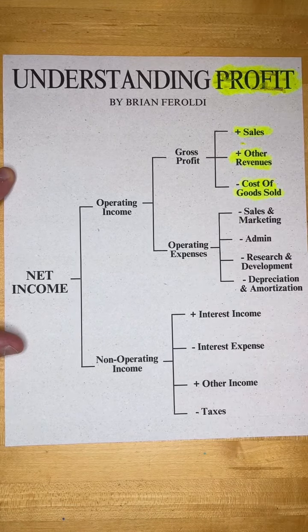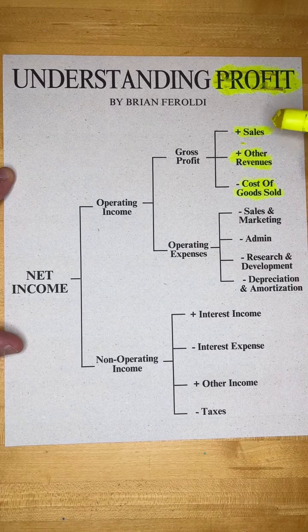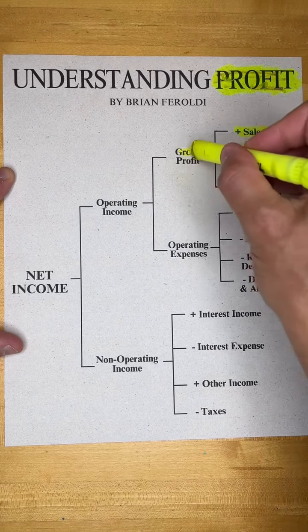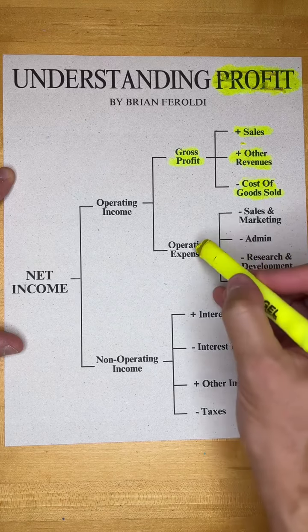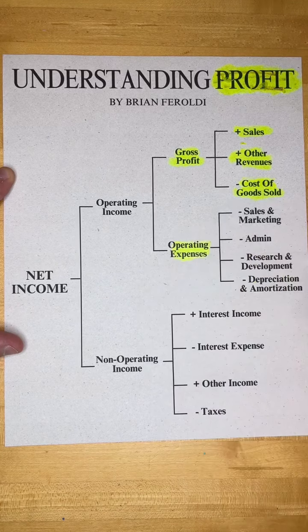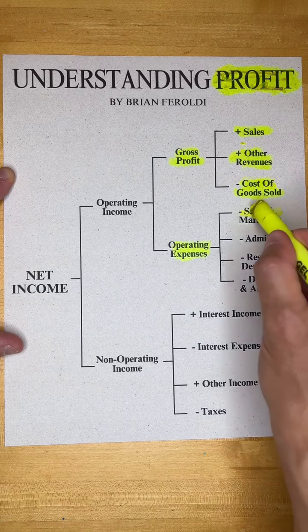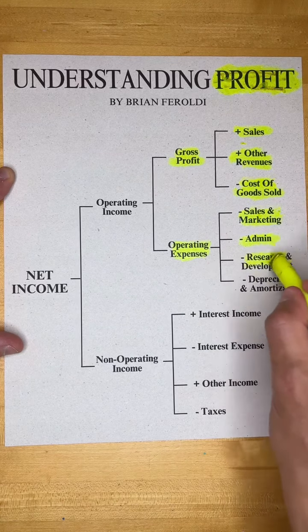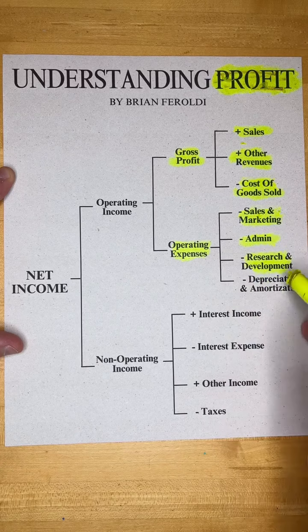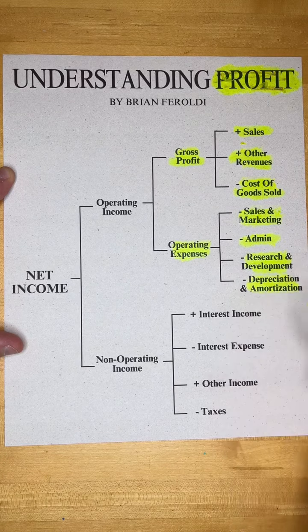Now that could be the cost of making the product or the cost of delivering the service. Once we do that math, we get a company's gross profit. But from there, we have to subtract other expenses called operating expenses. Now, operating expenses can be categorized differently, but some common terms are sales and marketing expense, administrative expense, research and development expense, as well as non-cash charges like depreciation and amortization.